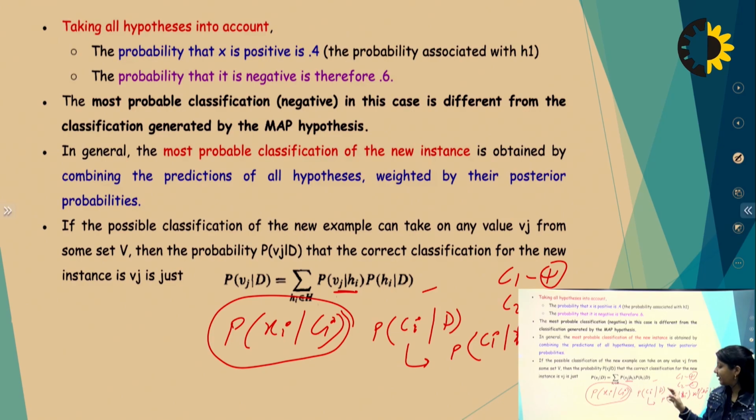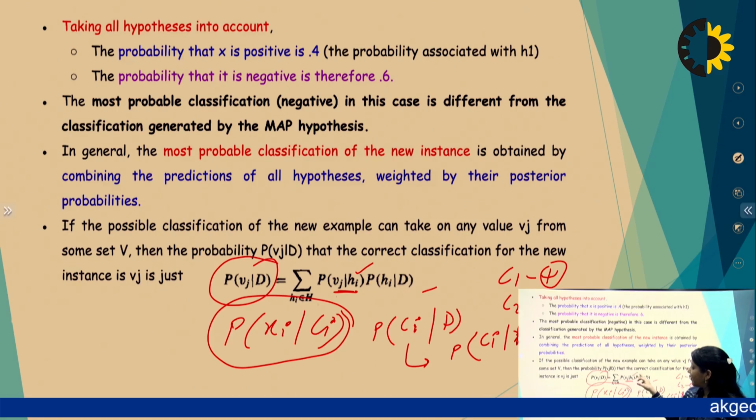So what we are calculating here is the maximum likelihood. The maximum likelihood can be split. This is the maximum likelihood formula we already learned. We can split it with the help of this hypothesis.